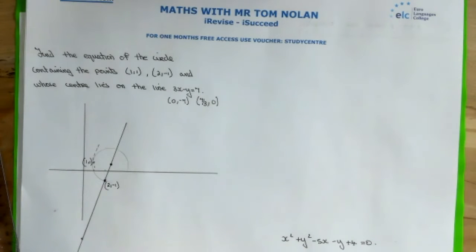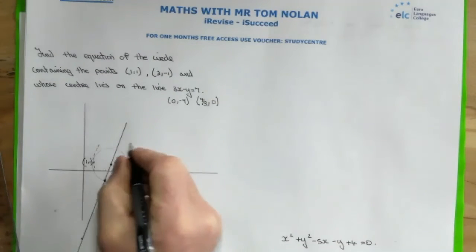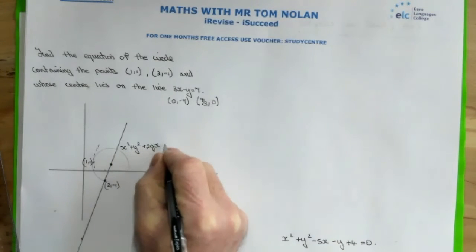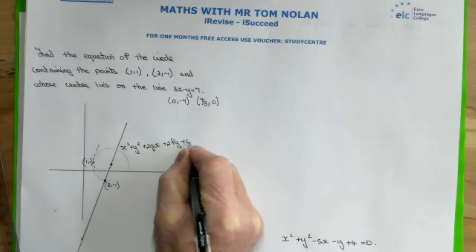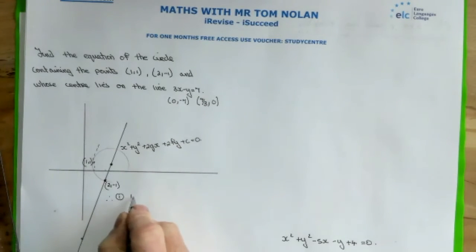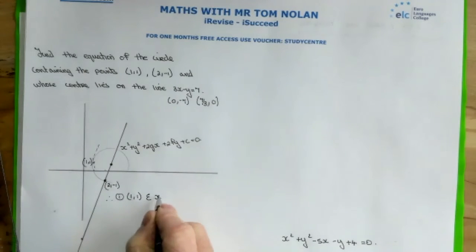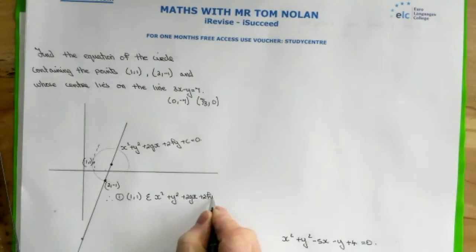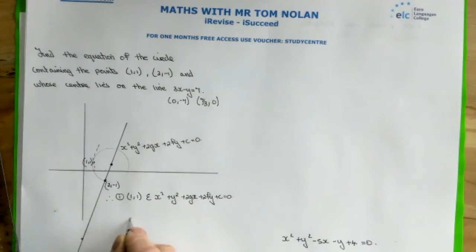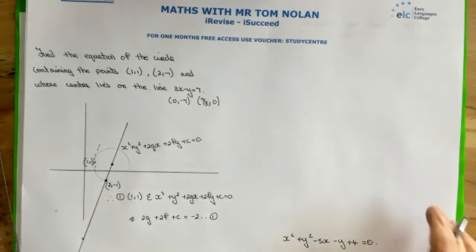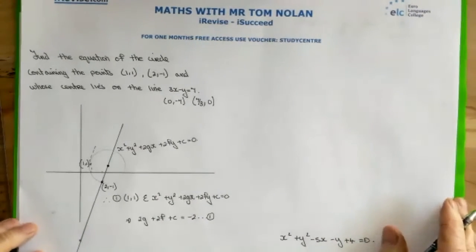So now what I have to do is, I can't find the center and radius, so I form equations. The circle is called x squared plus y squared plus 2gx plus 2fy plus c equal to 0. So therefore, I'll say my first equation is (1, 1) is an element of x squared plus y squared plus 2gx plus 2fy plus c equal to 0. And that will give me the equation 2g plus 2f plus c is equal to -2. And you be very careful that you get this stuff right all the time.